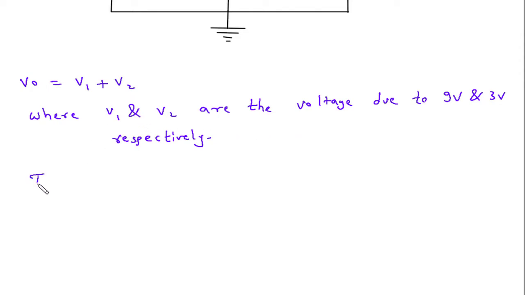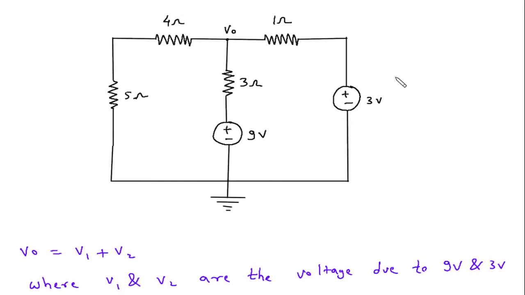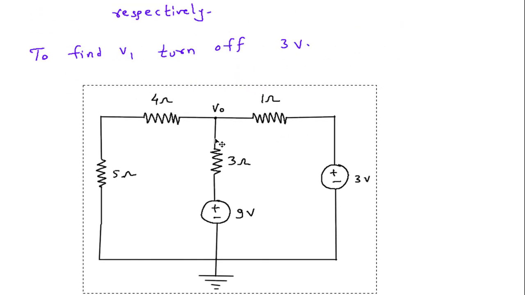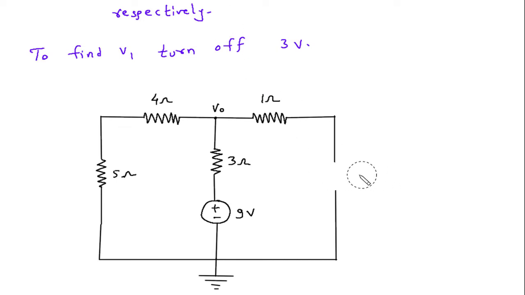So to find V1, turn off. To find this V1, we will turn off this 3 volt. So the circuit will look like this. This is a voltage source, so this will be short circuited, and this will be V1.